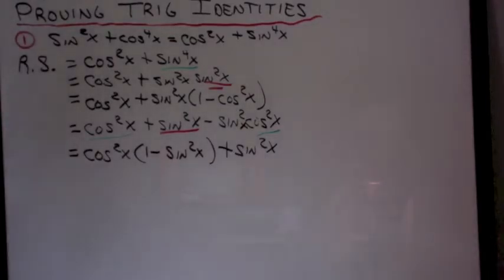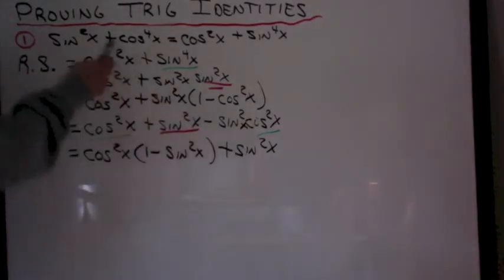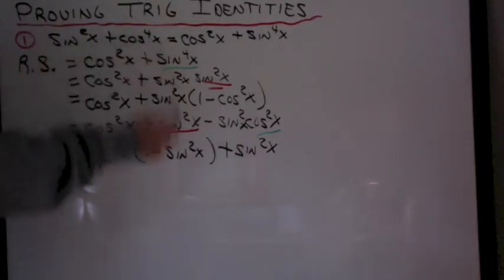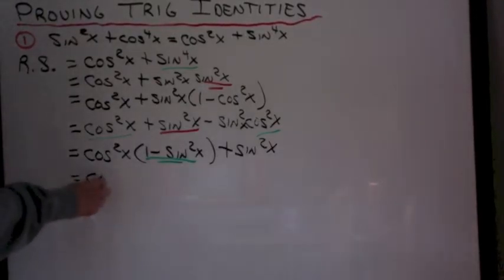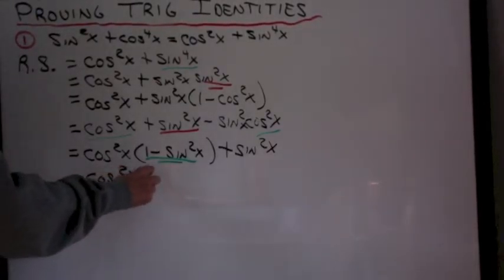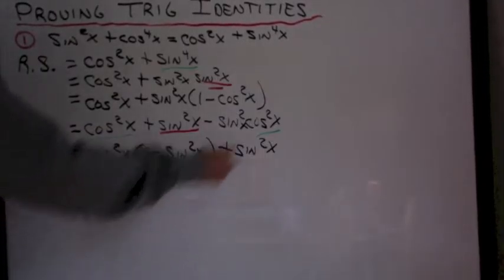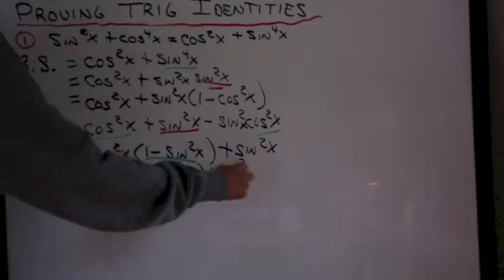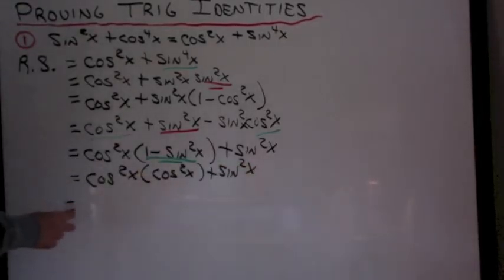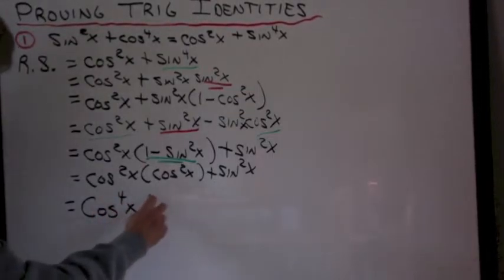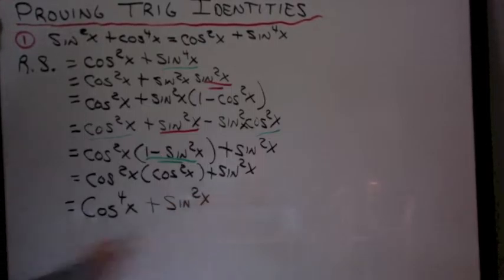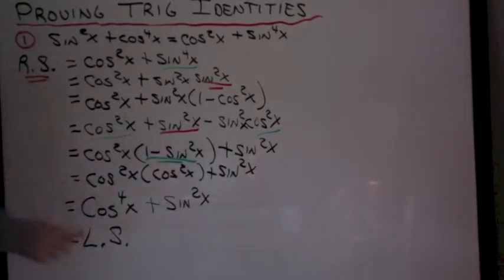Keep looking at that other side. Remember, I want to get to, I've got my sine squared, it's already there. I need to get to a cos 4. Well, this has another name. It is cos squared x. Keep this. And then when you have a squared term times another squared term, this becomes cos 4x, and then plus our sine squared x. And if we take a little look, that is our left side. So we started with the right, and we moved our way down to the left.